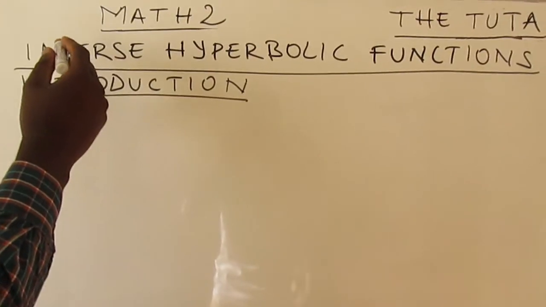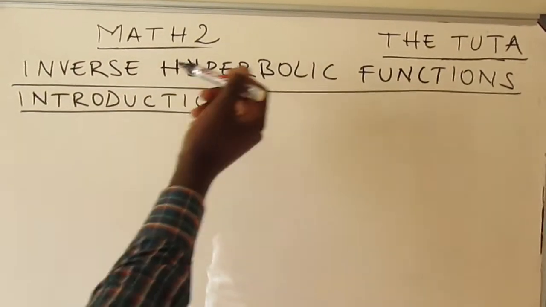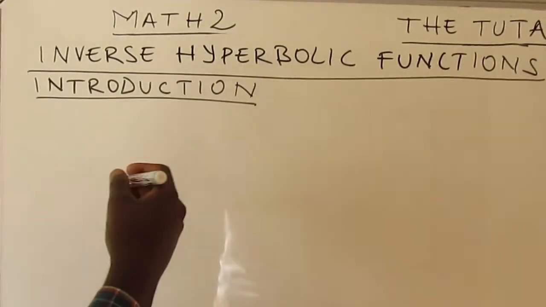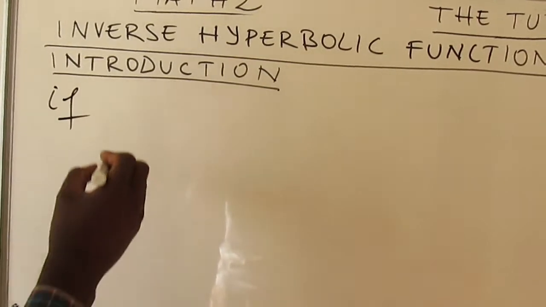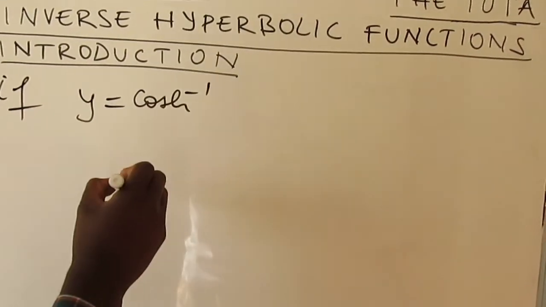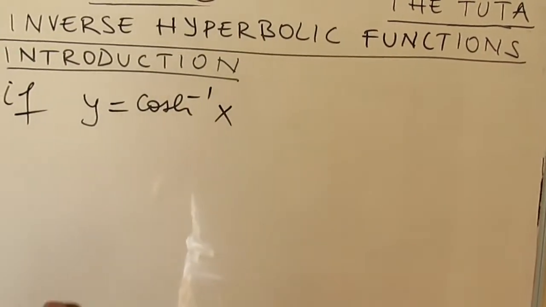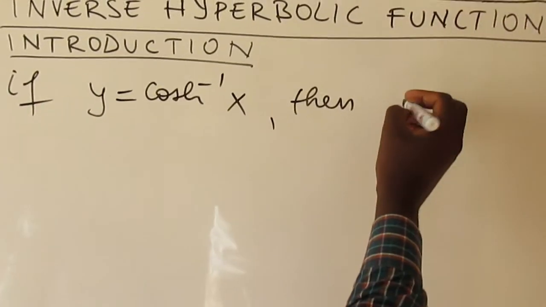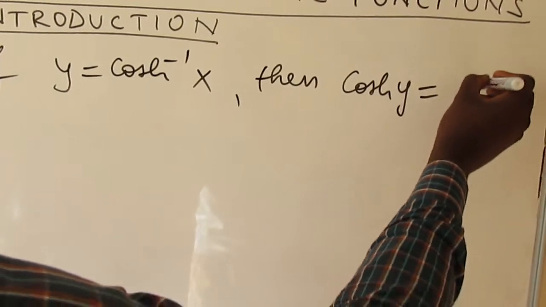Okay guys, let's now talk about inverse hyperbolic functions. Let's start with a quick introduction here. If you have y equals arc cosh of x (cosh to the minus 1 of x), then cosh of y will be equal to x.